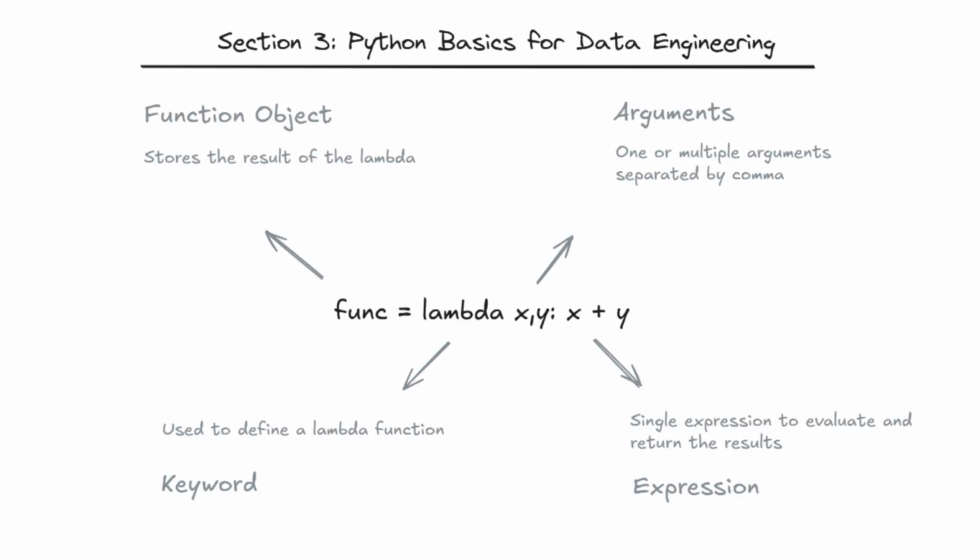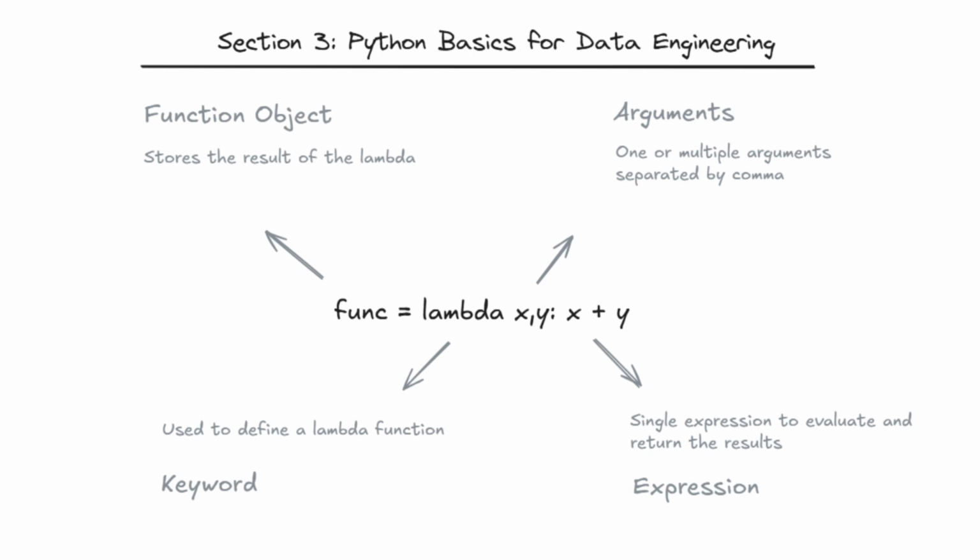Lambda functions are small, anonymous functions defined in a single line. They are very useful when you need a simple function for a short duration, such as when applying a transformation to data. Unlike a regular function defined using def, a lambda function does not need a name, and it is ideal for short throwaway tasks. Now let's look at the syntax of the lambda function.